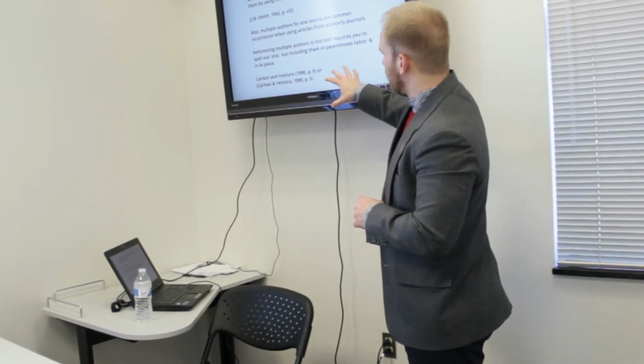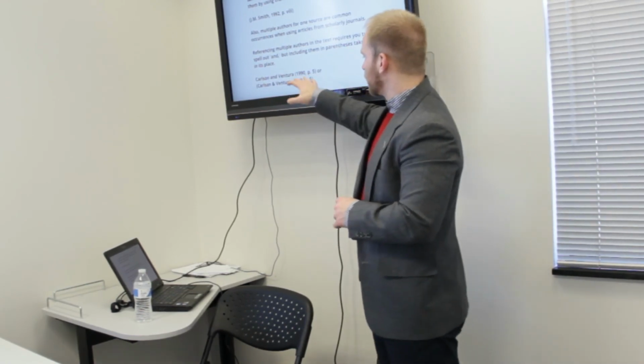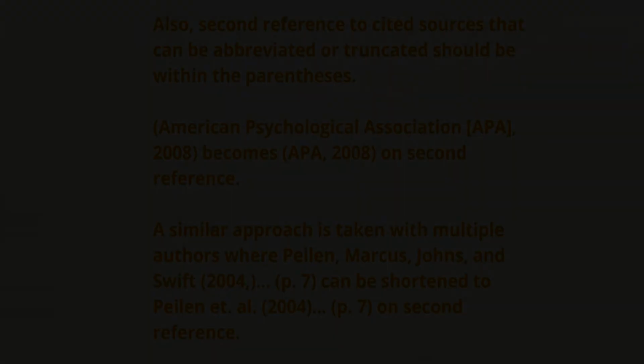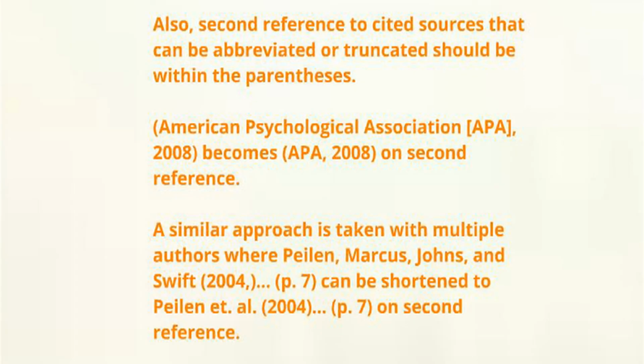So again, you'll see that a lot of the elements are the same. You still have your year, you still have your page number, but the differences are how you distinguish between an and or multiple authors in the signal phrase and in the parenthetical reference.